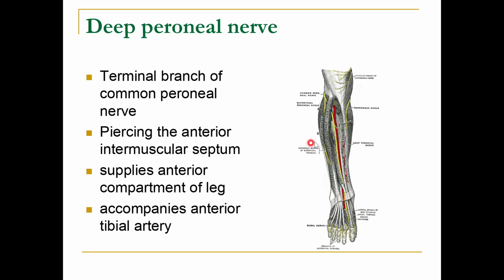Coming to the deep peroneal nerve. Deep peroneal nerve is a terminal branch of the common peroneal nerve. After piercing the anterior intermuscular septa, it supplies the anterior compartment of the leg and this nerve accompanies the anterior tibial artery.